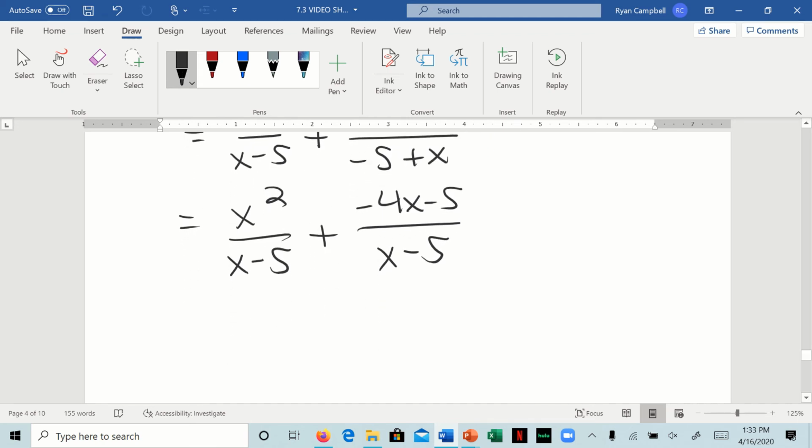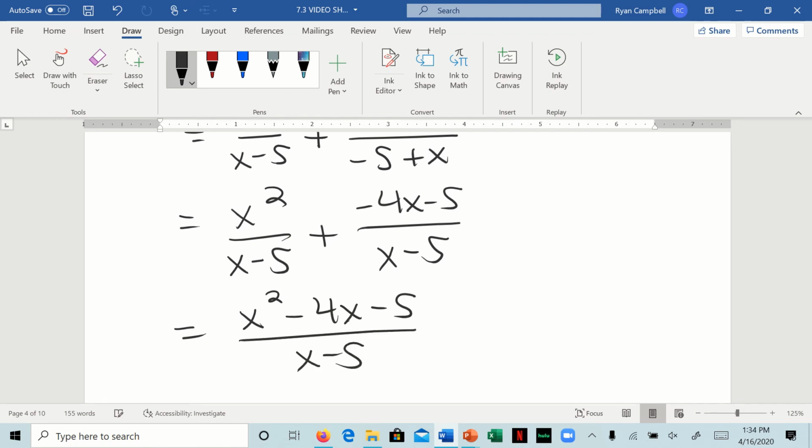Now we got same denominators, so we can just add across. Since we're adding, we don't have to do anything to the second term, so it's just x squared minus 4x minus 5. Then we need to simplify. Can't simplify the denominator, but we can simplify the top, hopefully.